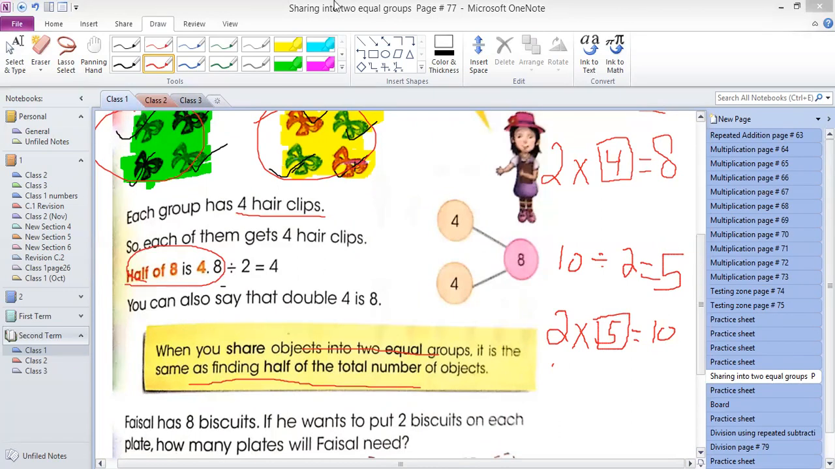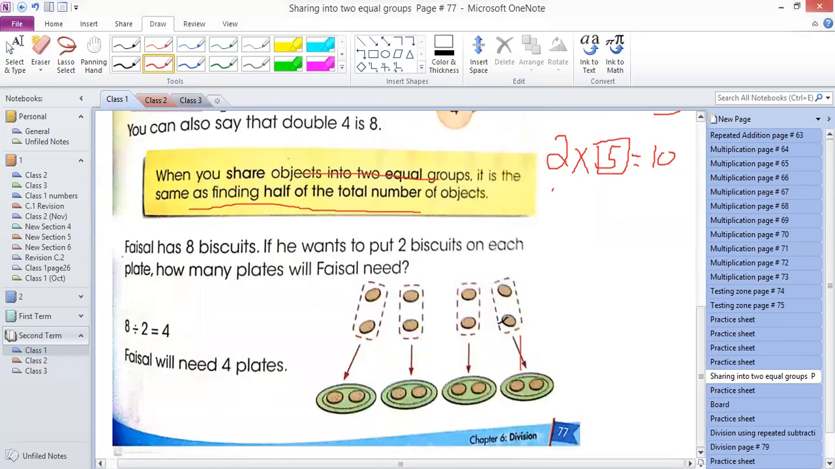On page number 77, there is one more example. Faisal has 8 biscuits. If he wants to put 2 biscuits on each plate, each means in one plate, how many plates will he need? You don't know how many plates he will need. This is what you have to find out.